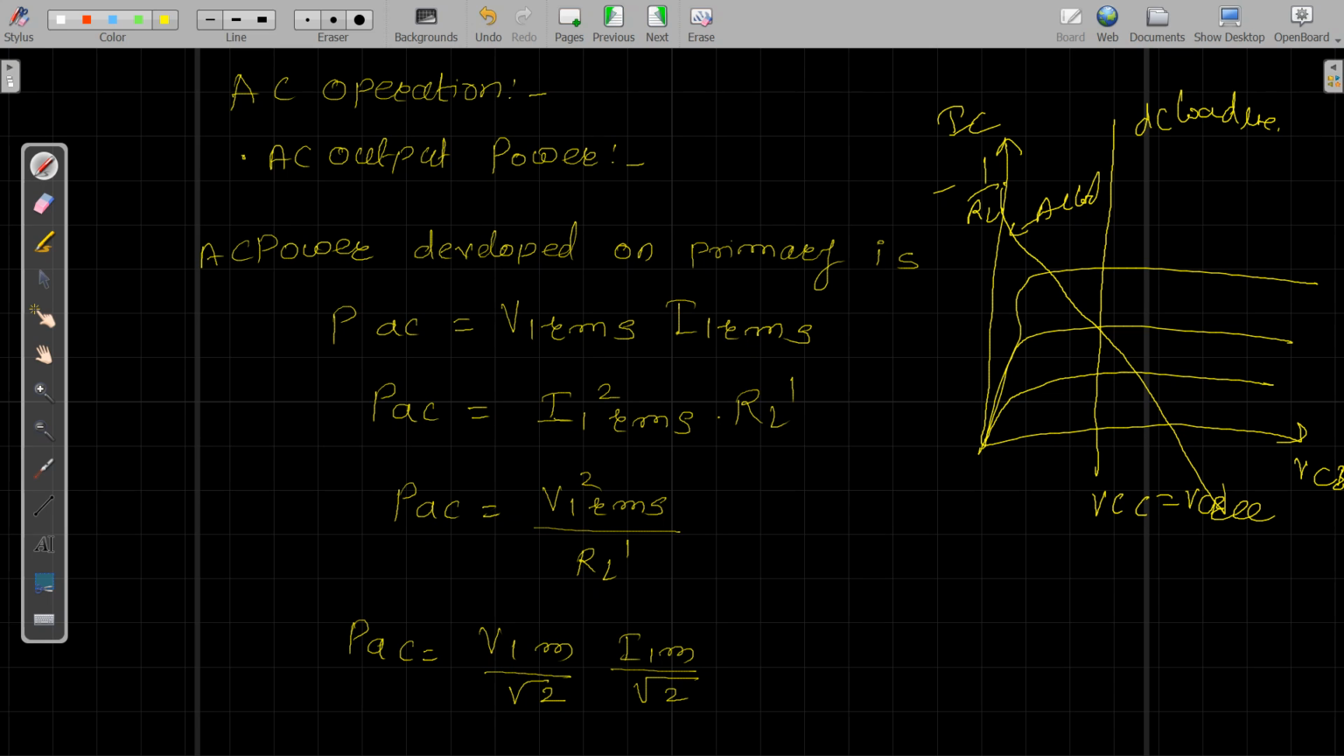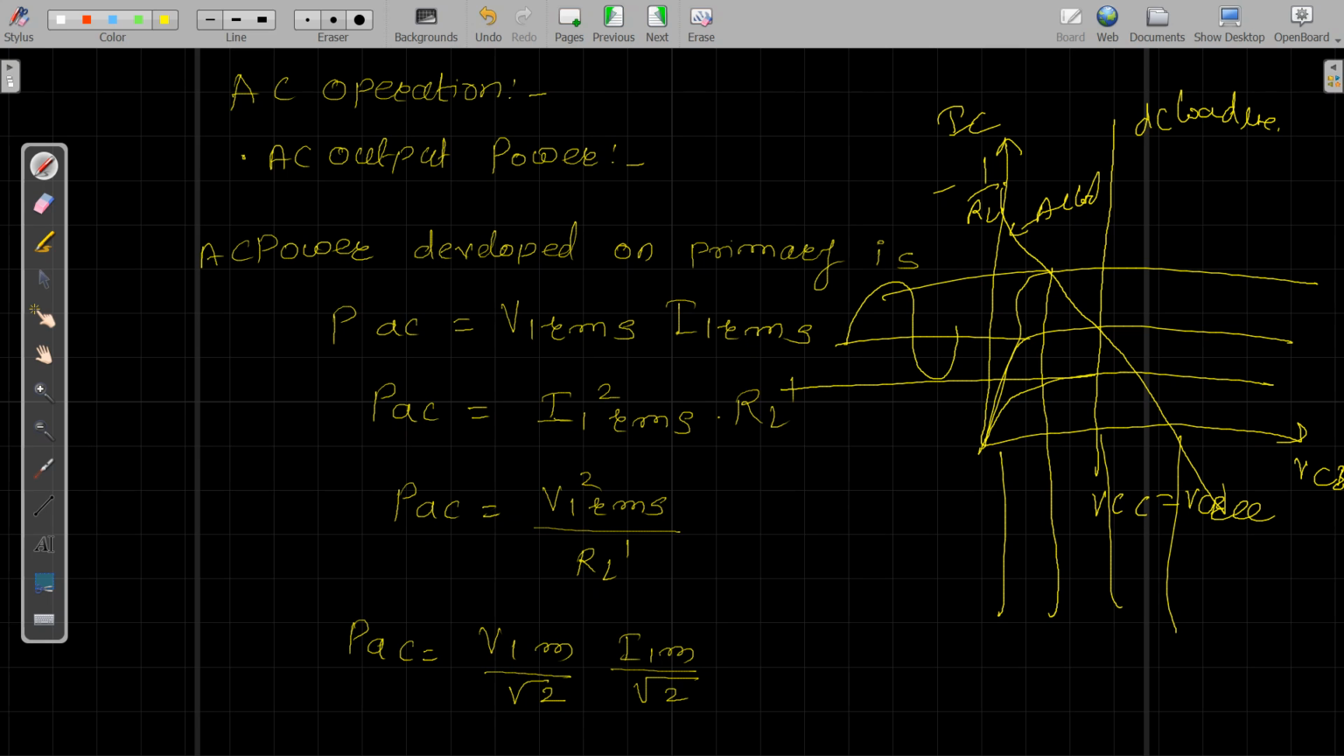And now if you extend these lines, what you can find out is this is your current, this is your voltage, right? Now we have got the AC load line on the output characteristics of the transistor with respect to the primary and secondary windings of the transformer. Now we have two different things, one at the primary winding, the other at the secondary winding.